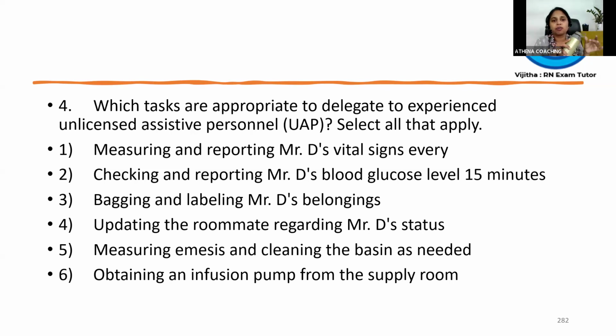One is measuring and reporting Mr. D's vital signs. Second is checking and reporting Mr. D's blood sugar level every 15 minutes. Bagging and labeling Mr. D's belongings. Updating the roommate regarding Mr. D's status. Measuring emesis and cleaning the basin. Obtaining an infusion pump from the supply room. Select it; if you don't want to give, that can be removed.